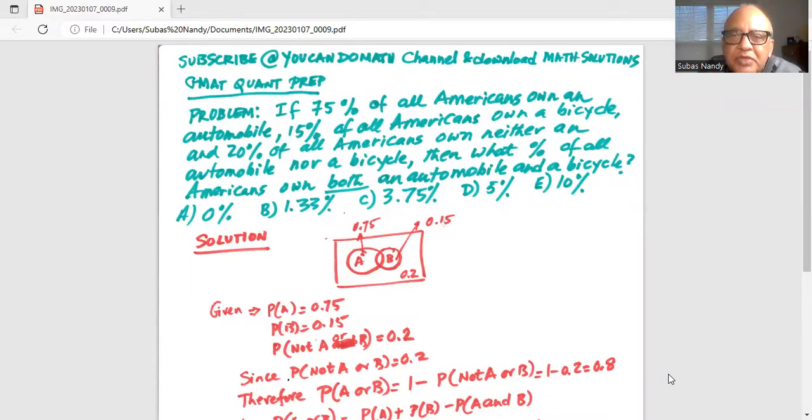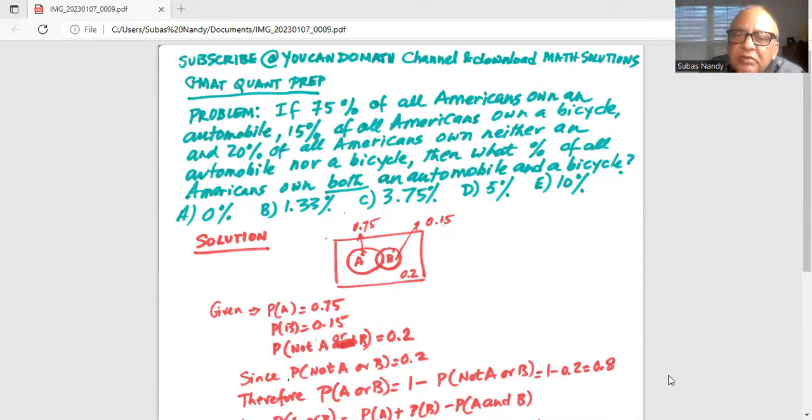If 75% of all Americans own an automobile, 15% of all Americans own a bicycle, and 20% of all Americans own neither an automobile nor a bicycle, then what percentage of all Americans own both an automobile and a bicycle? And there are 5 options.